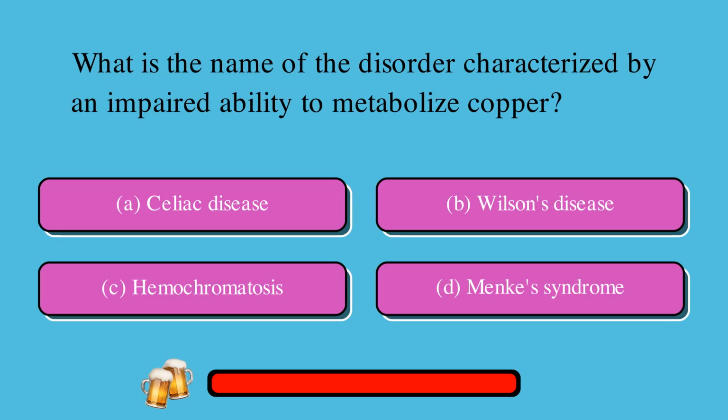What is the name of the disorder characterized by an impaired ability to metabolize copper? A. Celiac disease, or B. Wilson's disease, or C. Hemochromatosis, or D. Menkes syndrome? The correct answer is B. Wilson's disease.